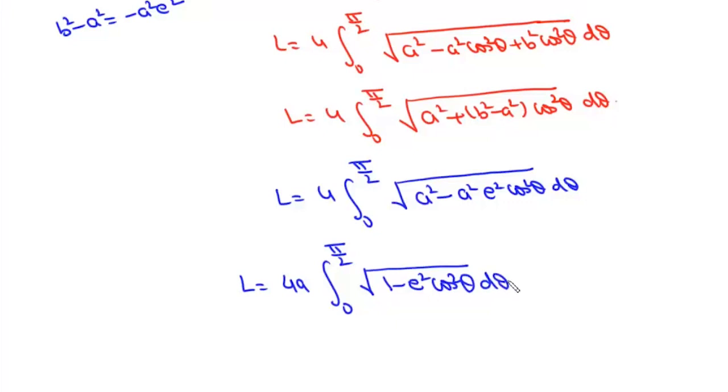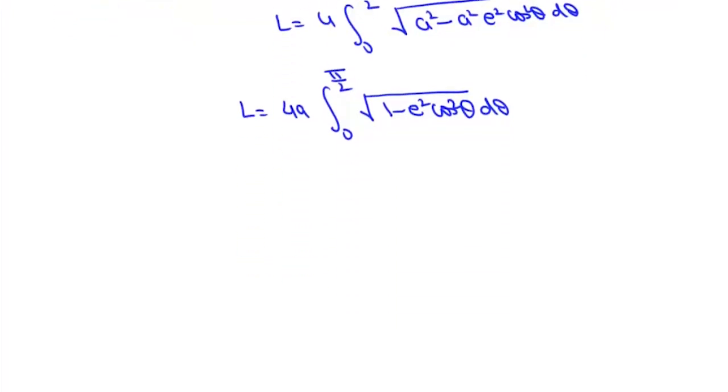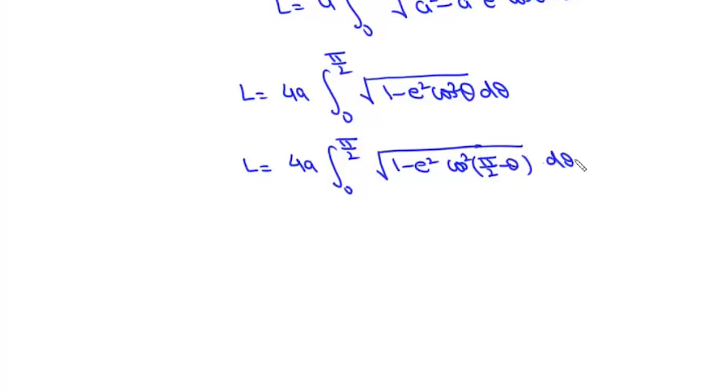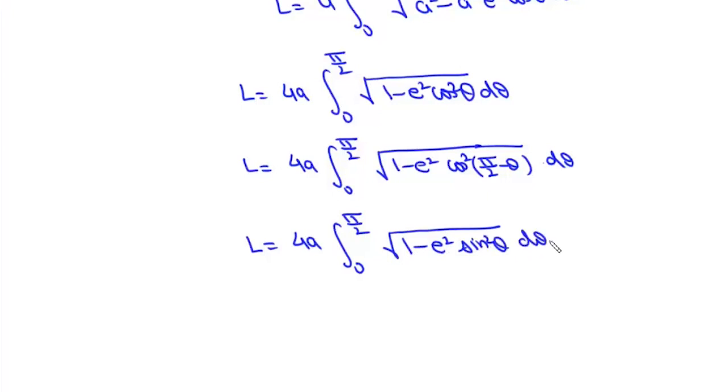Now we know that in definite integrals, the integral from 0 to a of f(x) dx is the integral from 0 to a of f(a minus x) dx. So we can write this L as 4a and then this integral from 0 to pi by 2 under root of 1 minus e square and then cos square, and here it will be pi by 2 minus theta d theta, and cos of pi by 2 minus theta is sin theta. So we get this integral as 4a into this integral from 0 to pi by 2 under root of 1 minus e square sin square theta.